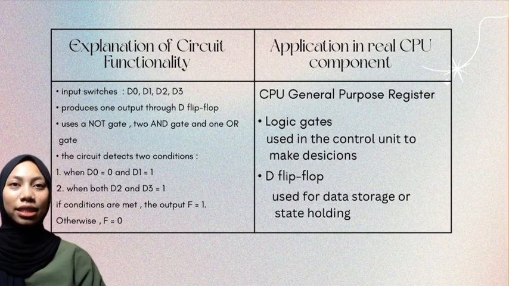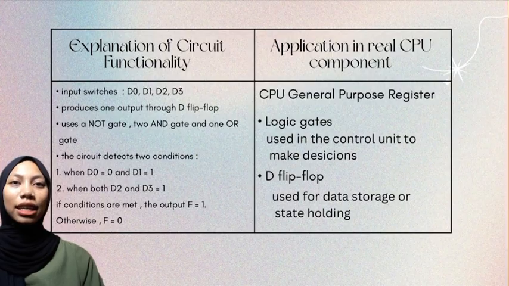This type of circuit can actually be found in real CPU components. The combination of logic gates and flip-flops is very common inside a processor. For example, the logic gates are used in the control unit to make a decision based on the input condition, just like how the circuit checks the values of D0, D1, D2, and D3 to decide the output. The flip-flop part is used for data storage or state holding. In a CPU, flip-flops are used to store bits temporarily, like in registers, counters, or status flags. So this simple circuit represents how the CPU processes logic and stores results. It shows the basic idea of how computers perform logical operations and remember the output for the next step.